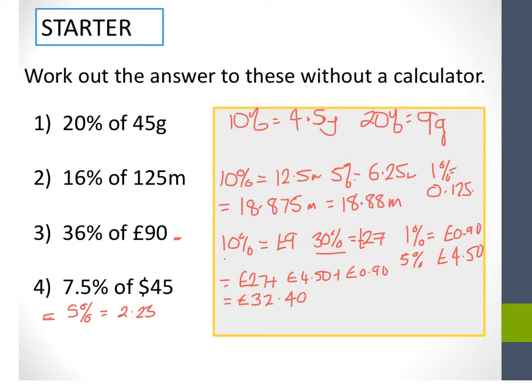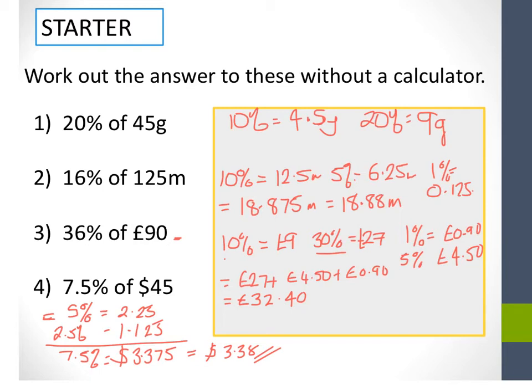And 2.5% is going to be half of that, which will be 1.125. Add those together gives me 7.5%, which will give me 3.375. Or if you like, $3.38, rounded up. So hopefully that will make sense.